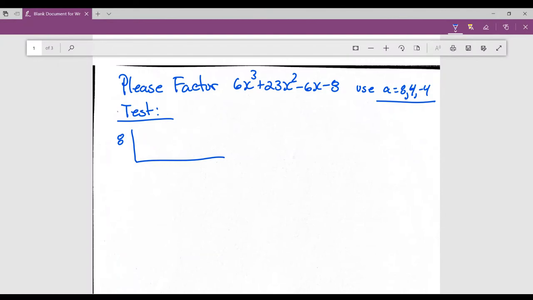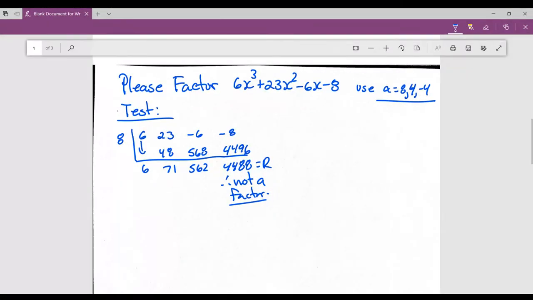6, 23, negative 6, negative 8. So 6 falls down. 6 times 8 is 48. Add those together, you're going to get 71. 8 times 71, we're getting really big numbers here. So I know it's not going to work out. So that's the remainder. Therefore, not a factor. So we test the next one.